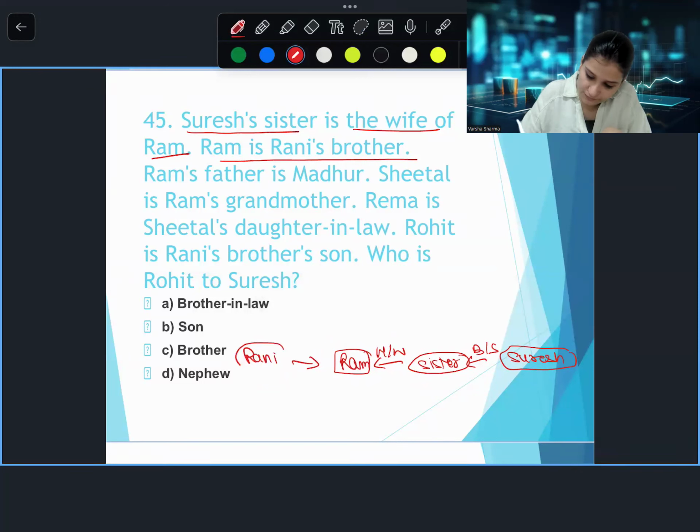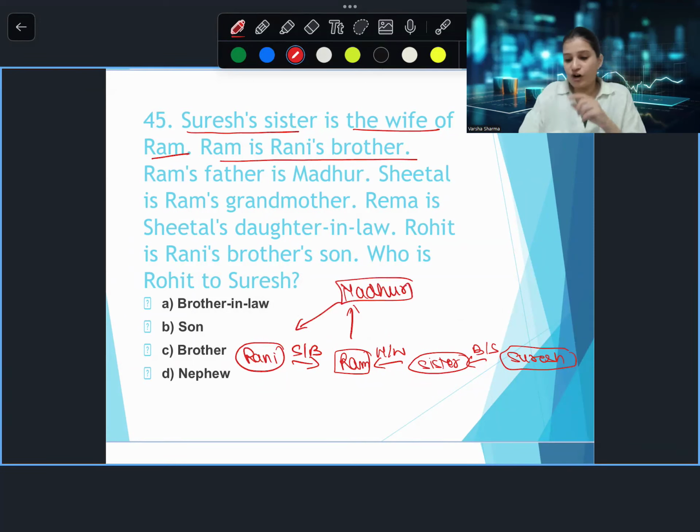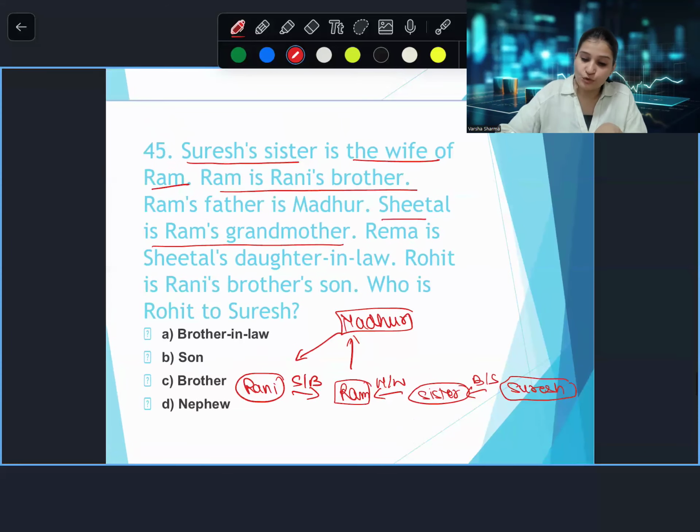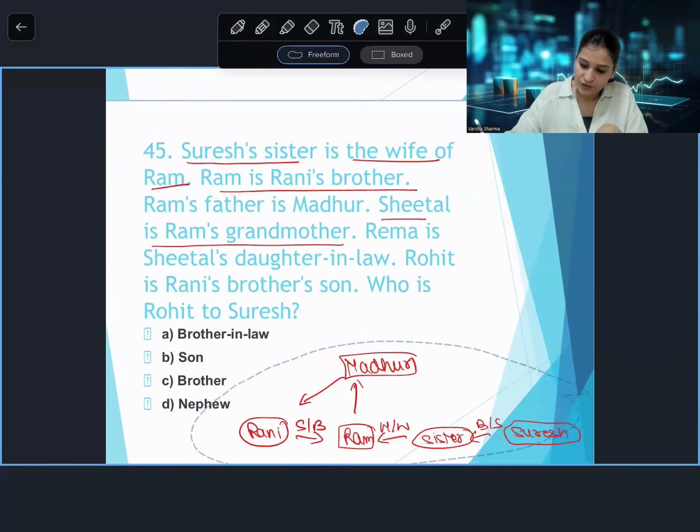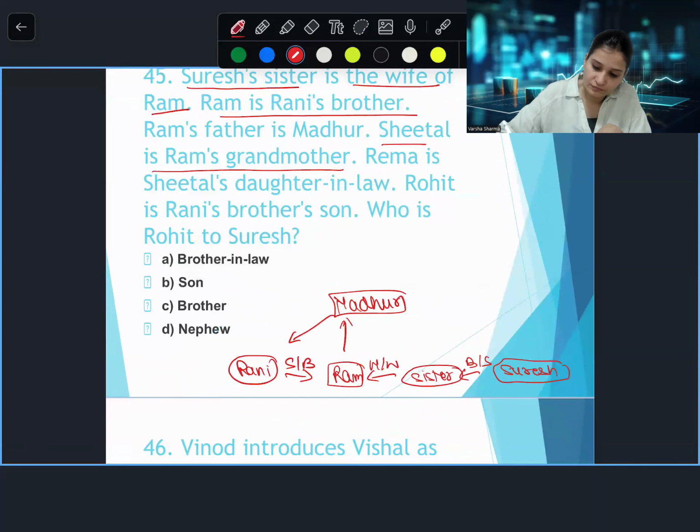Rani's brother. Ram's father is Madhur. So Madhur is also the father of Rani and father-in-law of that sister. Yes, ma'am. Sheetal is Ram's grandmother. That means whom? Mother of mother. Mother of Madhur. Guys, is it okay till here? Yes, ma'am.